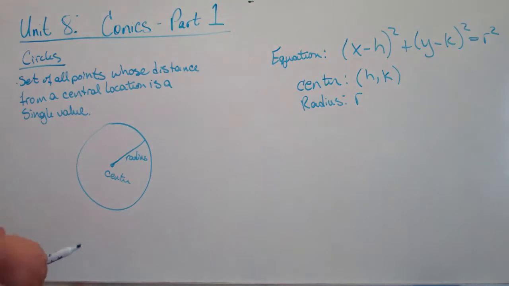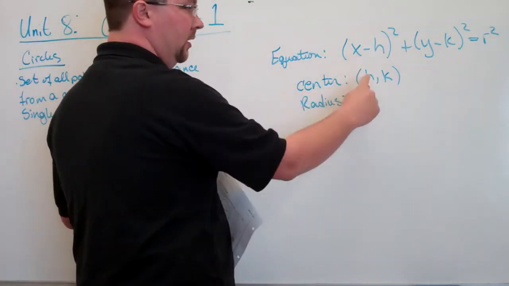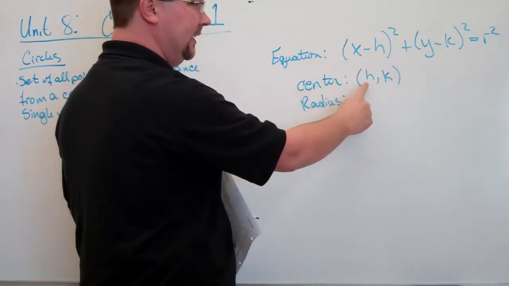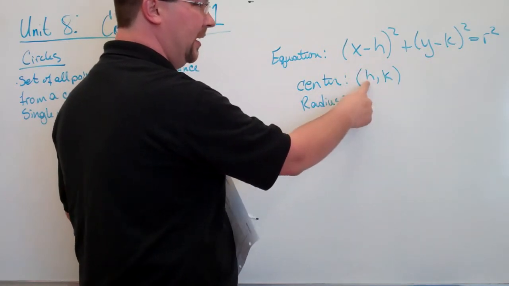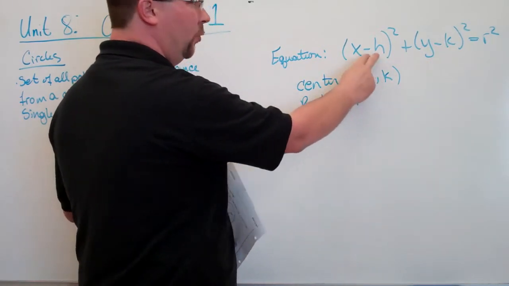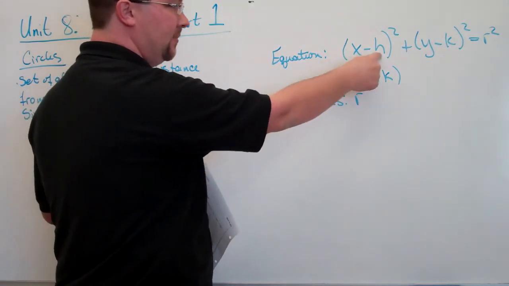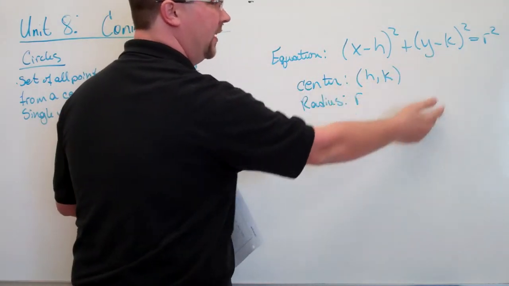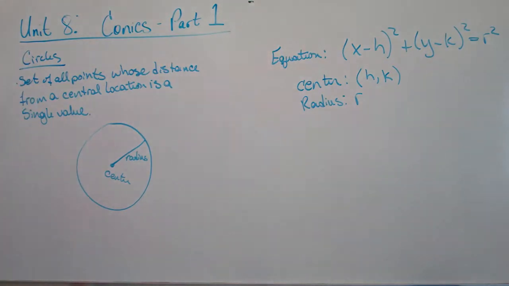Now, if this is x minus, say, 3, this is going to be a positive 3. If you notice, it's minus h here, but it's a positive h here. So whatever the sign is, you're going to flip it. So if this is x minus 3, this would be a plus 3. Same thing for k. If this was y minus 5, this would be a positive 5. Now your radius is simply the square root of r squared.